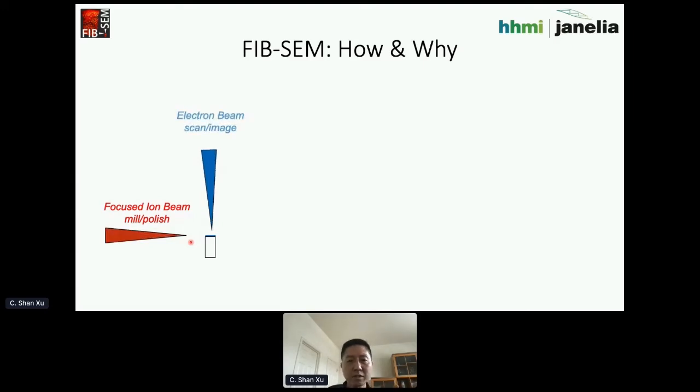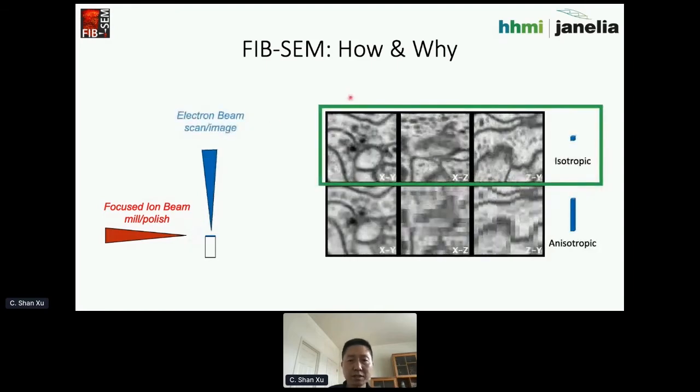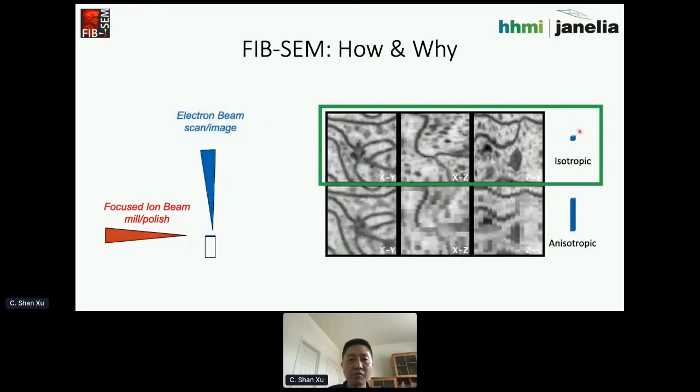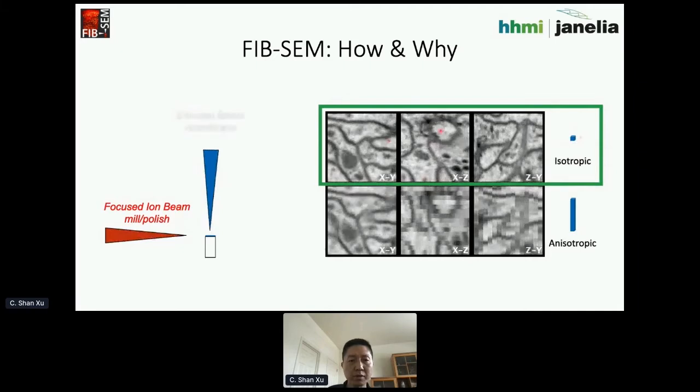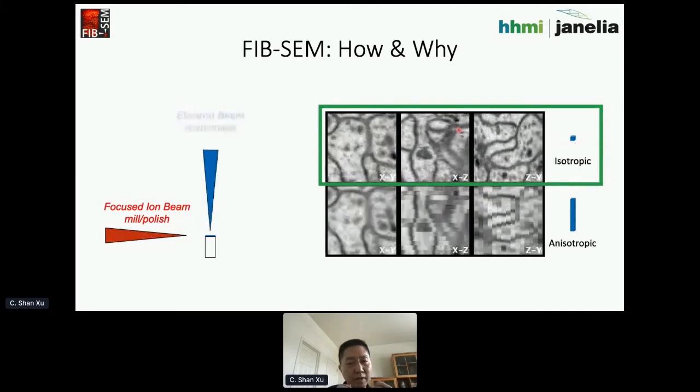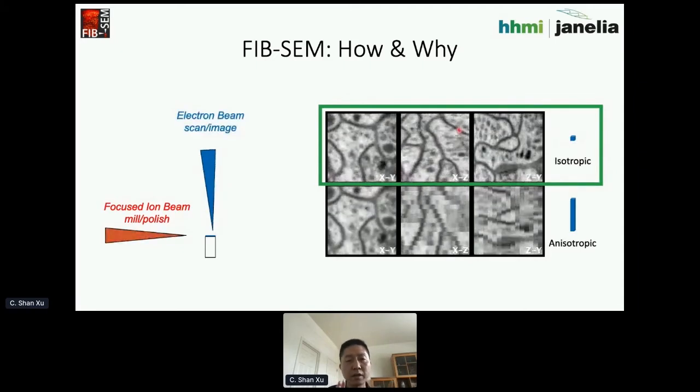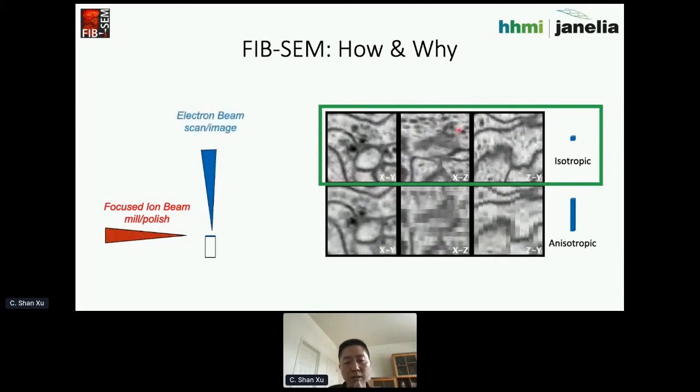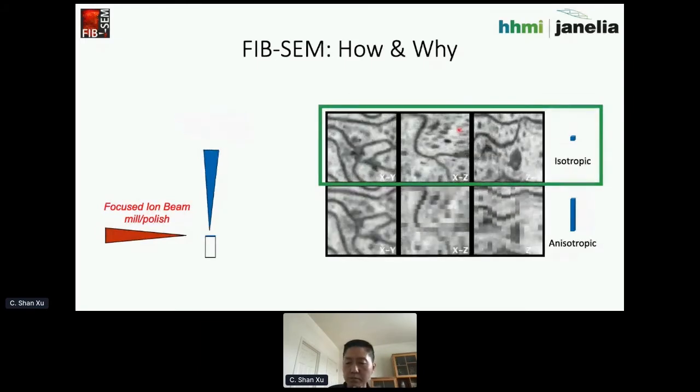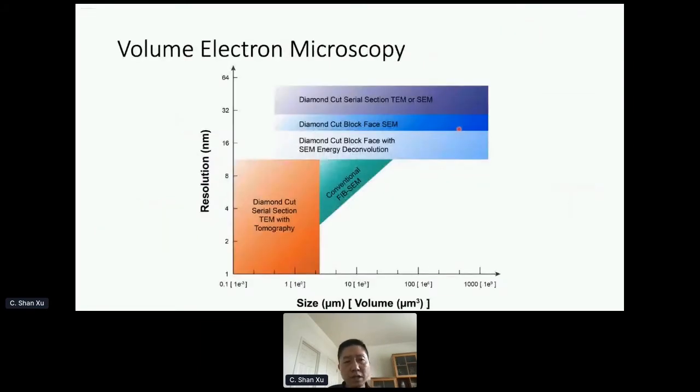The main reason why we choose FIB-SEM is that it provides these beautiful isotropic voxels, which is important, as you can see here, for example, for neuronal tracing. And later on, if you want to do auto-segmentation, it has a lot of great benefits. But resolution is not the whole thing. We still need to consider volume size.